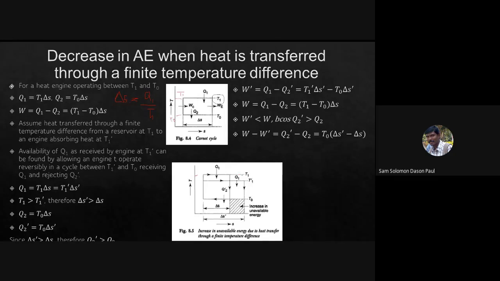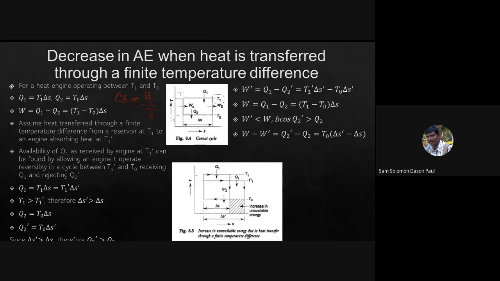So when there is a finite temperature difference, there is going to be heat transfer. T1 is at 400, T1 dash is at 350, so there is a temperature difference of 50 Kelvin. Because of this temperature difference, there is going to be a heat transfer, and we call that Q1. This heat transfer is not because of running an engine. It is because of the temperature difference. This is the amount of heat that has been transferred from T1 to T1 dash.